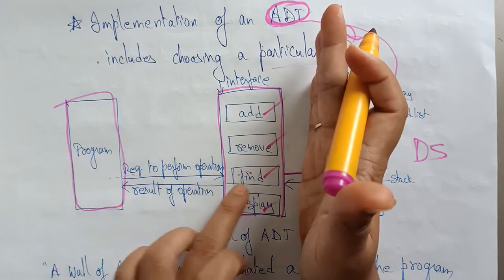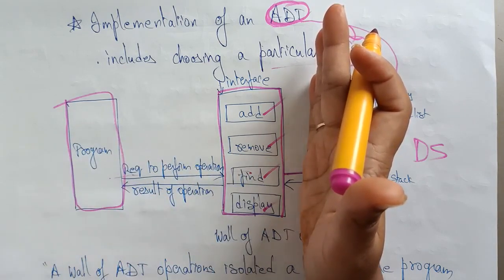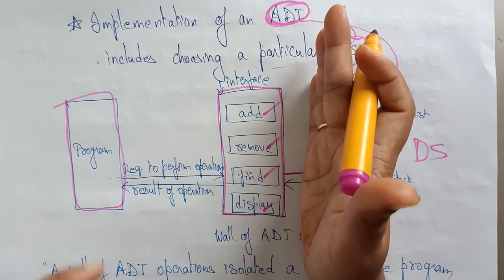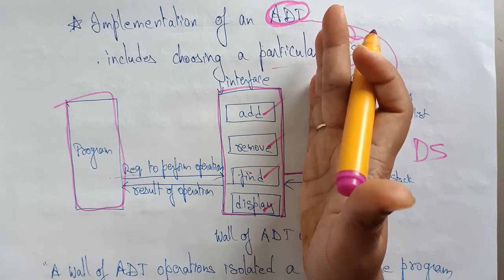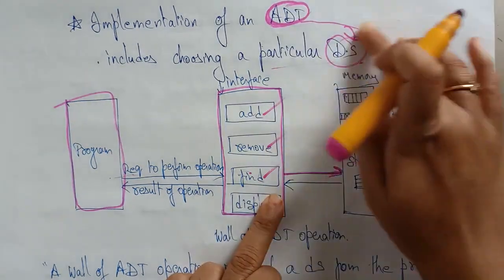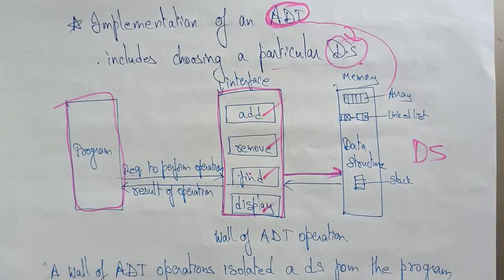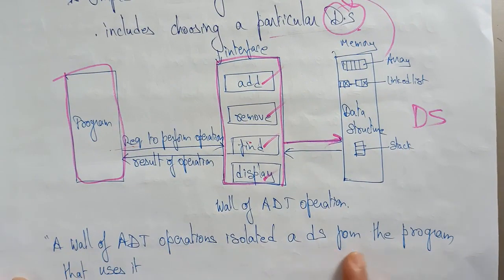Only the program knows the abstract data type, meaning what operations can be performed: add, remove, find, display. If you are using the phone, if you want to display something, you just click on the gallery and the display will appear. By clicking, that is up to you to know. But what is happening inside is everything hidden. With the help of the data structures, it is displaying the information. A wall of abstract data type operations isolates a data structure from the program that uses it.